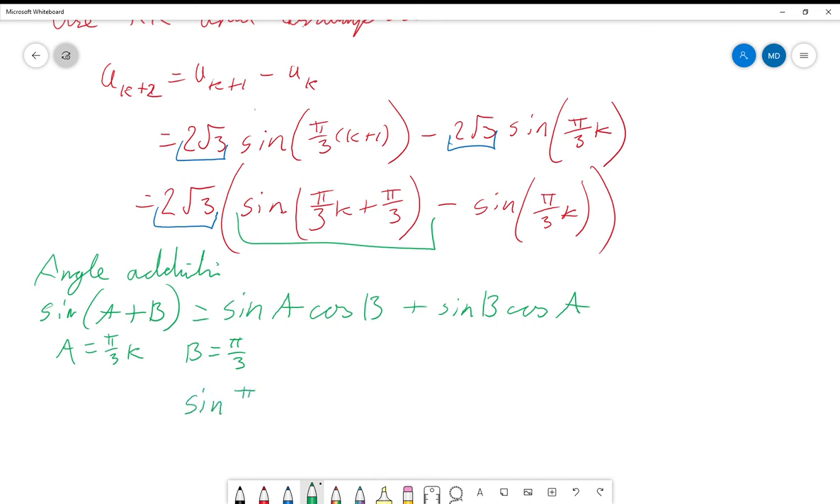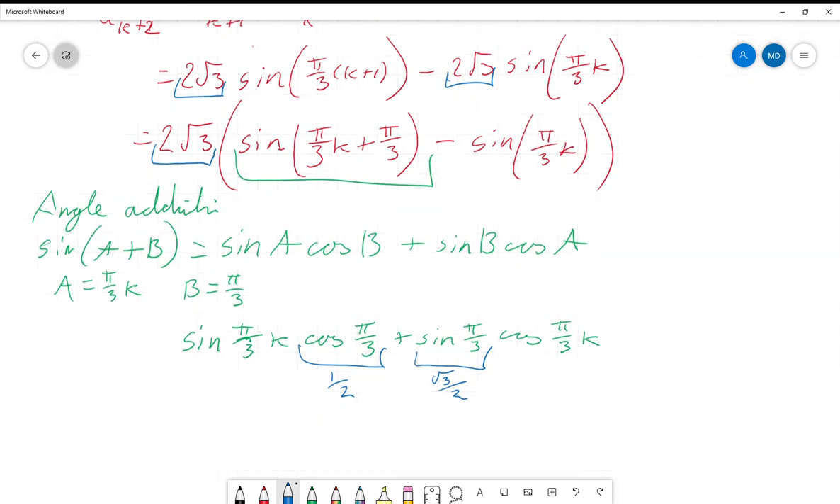sine of pi over 3k cosine of pi over 3 plus sine of pi over 3 cosine of pi over 3k. Cosine of pi over 3 is a half. Sine of pi over 3 is root 3 over 2. And so this is going to become a half of sine pi over 3k plus root 3 over 2 cosine of pi over 3k.